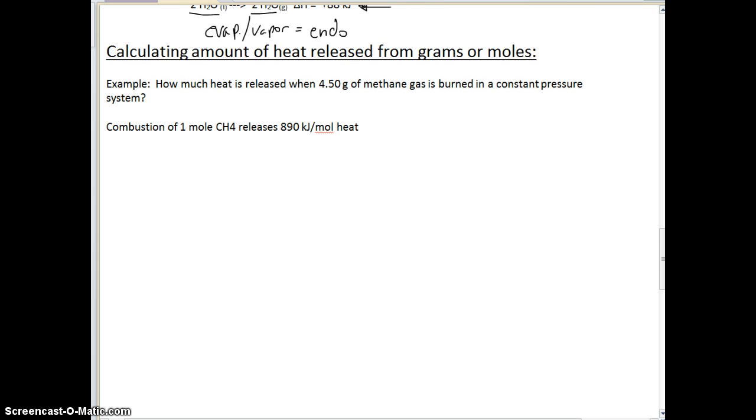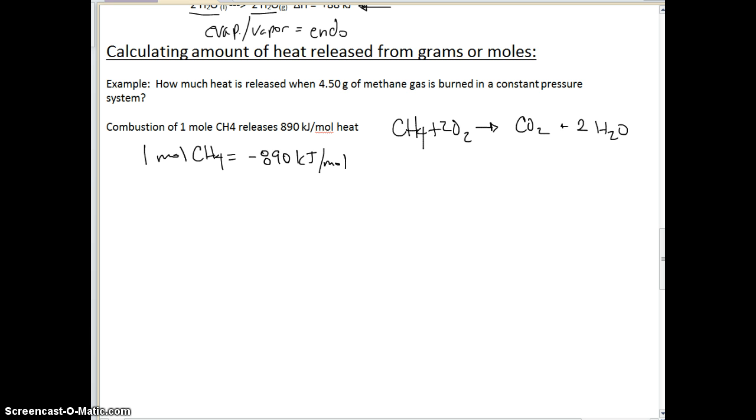Now, the last thing we're going to talk about for tonight's lecture is the calculation of the heat released. We talked about it before with respect to this same balanced equation we're working off of: methane reacting with 2 oxygens to form 1 carbon dioxide plus 2 waters. We said before that 1 mole of methane completely combusting gives off 890 kilojoules per mole of heat. But let's say a problem gives us a grams measurement of methane: 4.50 grams of methane.